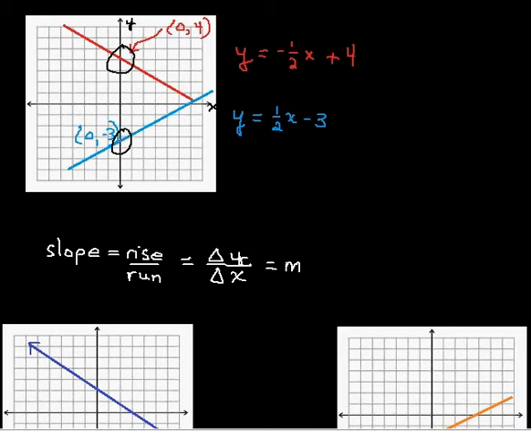Now something that's really important is an equation written like this: y equals mx plus b. This is called the slope-intercept form of an equation.